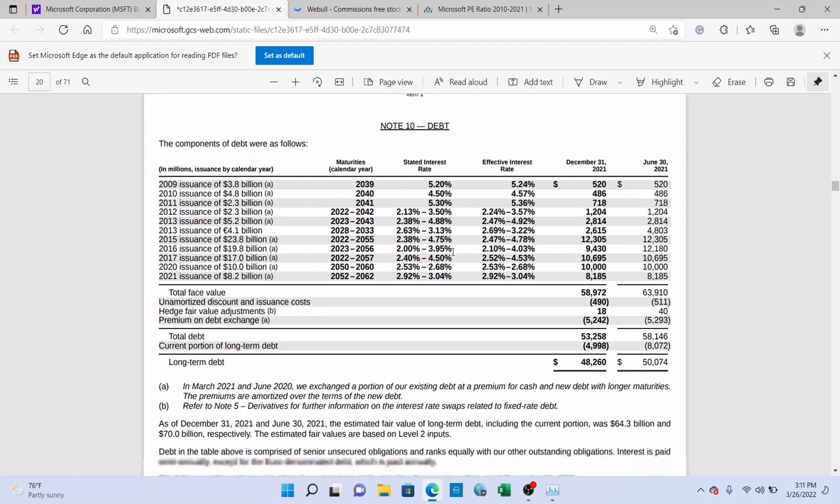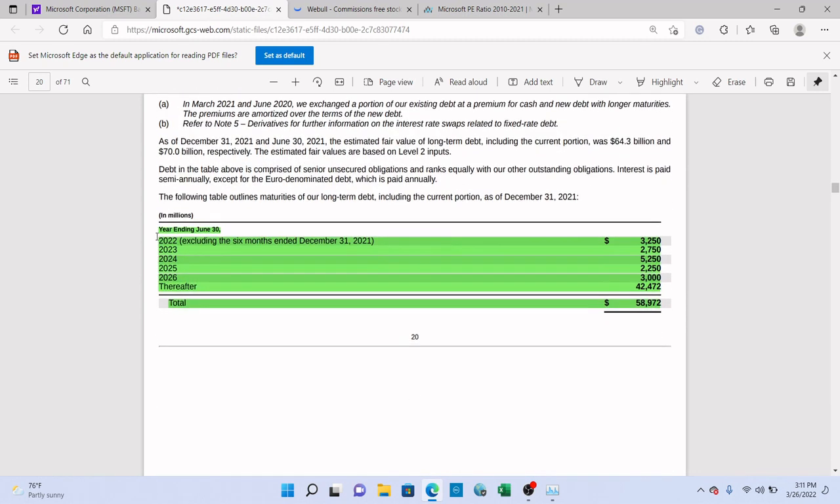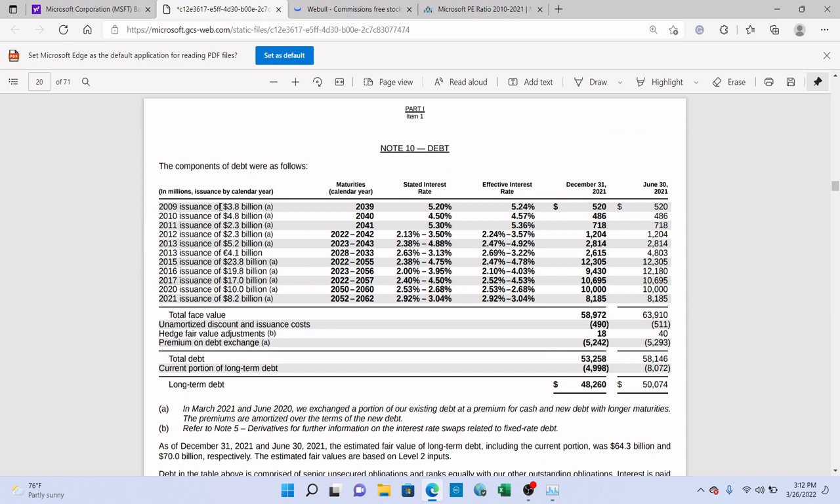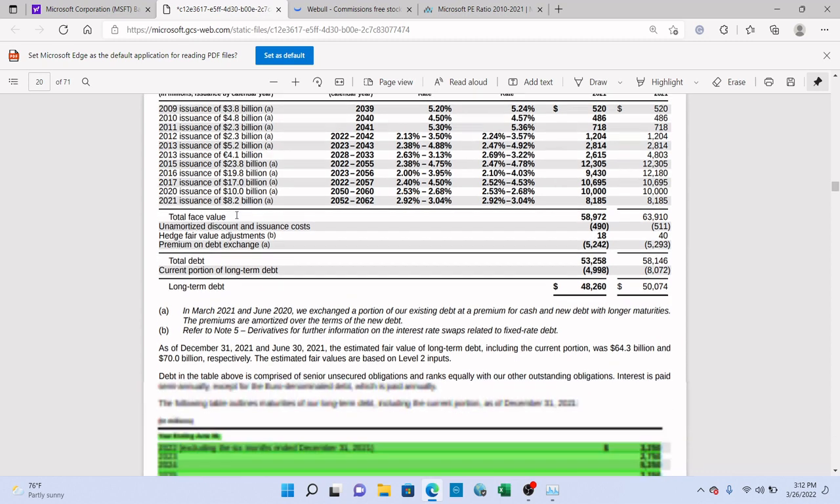Now here we have this nice little table, and it tells us basically when these notes mature. Maturity is when we have to pay the total amount of the face value of the note. For example, you could go over here, 2009 issuance of 3.8 billion. At some point in the future, they need to pay the full 3.8 billion. That's basically what maturity is. They're paying that full amount at some point in the future.